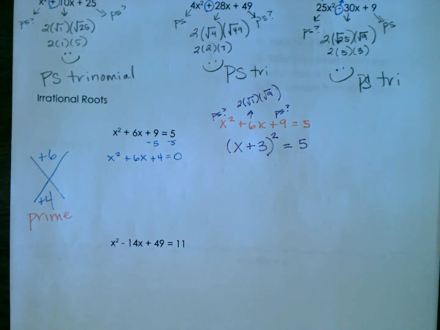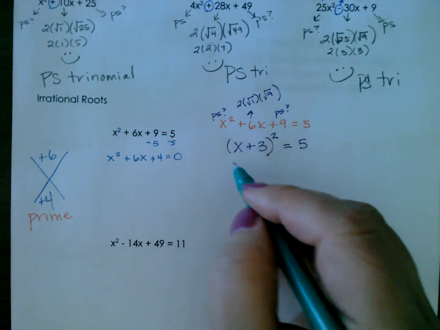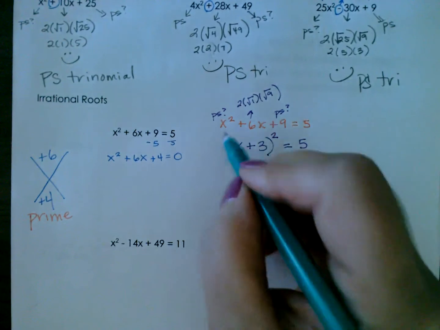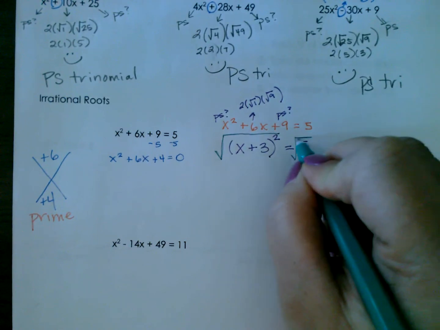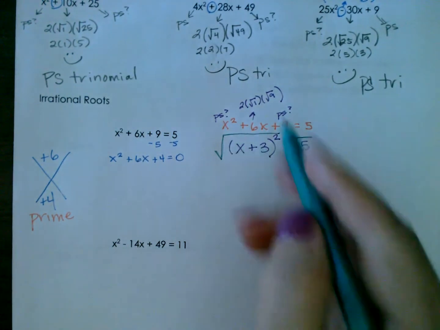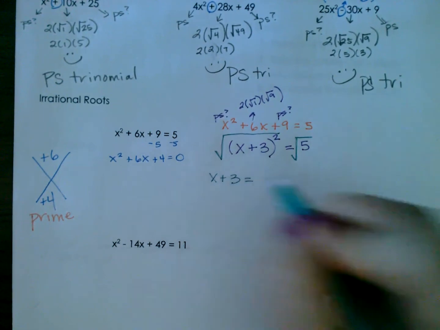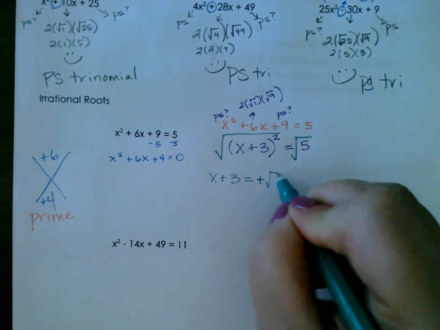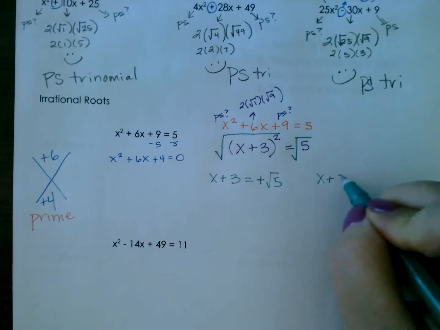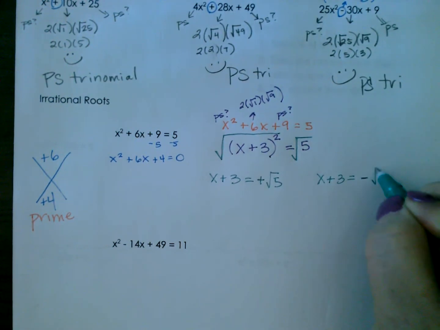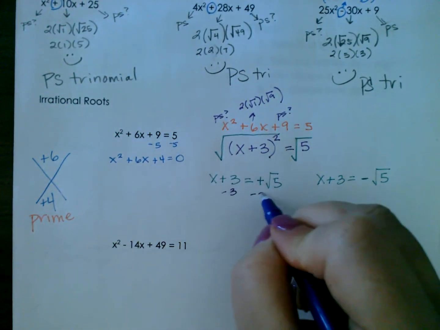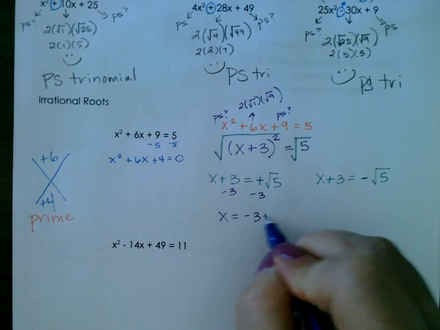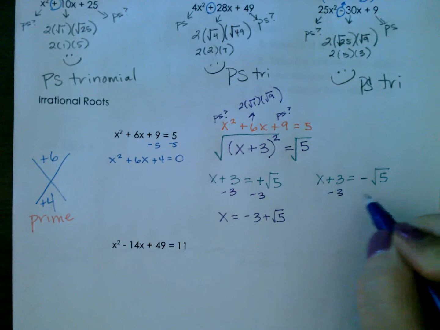I need to solve this. What I can do, we talked about the square root property just a little bit in the last unit. I'm going to take the square root of both sides. That would leave me with x plus 3 equals positive square root of 5, and x plus 3 equals negative square root of 5. So I would subtract 3 from both sides and subtract 3 from both sides.